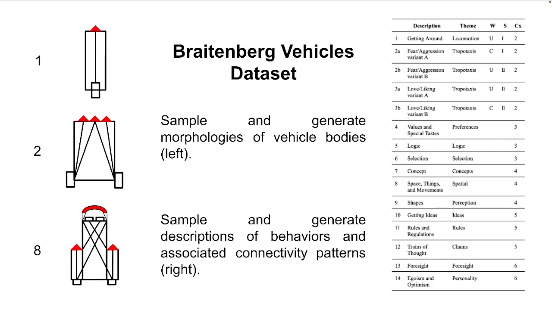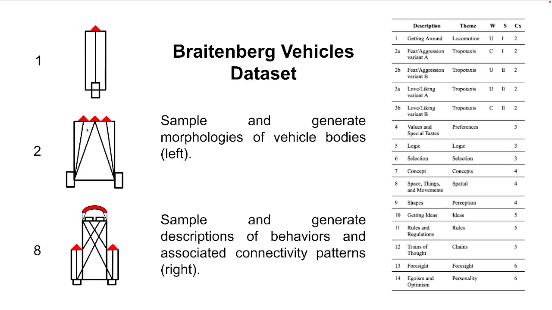The next data set I'd like to talk about is the Braitenberg vehicles data set. So this is where we go back to Valentino Braitenberg's book Vehicles, and we mine that book. We train the model on the book so that it knows that there are different vehicle phenotypes, different sub-vehicle phenotypes. So this is vehicle 1, vehicle 2, and vehicle 8 as defined by Braitenberg. And what we want to do is break those phenotypes into parts. We want to sample and generate morphologies of vehicle bodies. And then we want to sample and generate descriptions of behaviors and associated connectivity patterns.